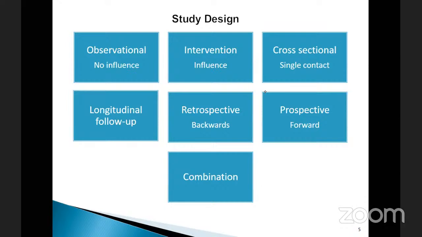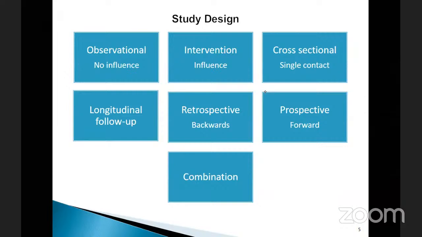So actually, to make it clearer, you can describe your study design as observational or intervention. You can also describe it as being cross-sectional or longitudinal. You can also describe it as being retrospective or prospective. Then you can have a combination. Nothing says that one component of the study may not be observational and another one intervention.